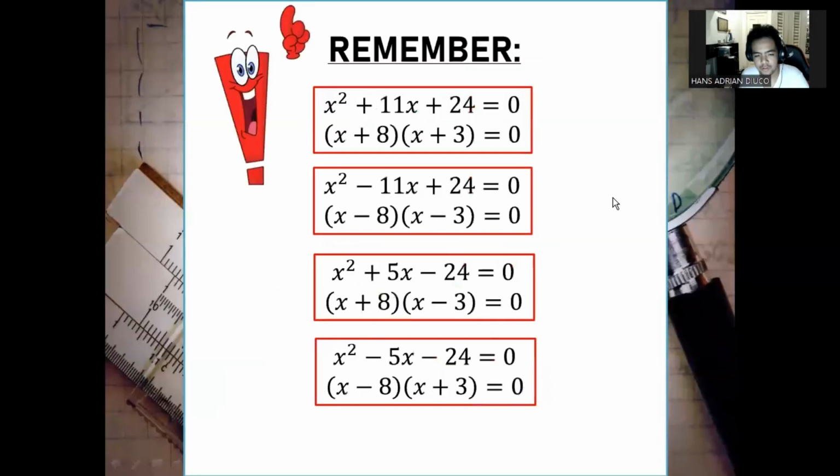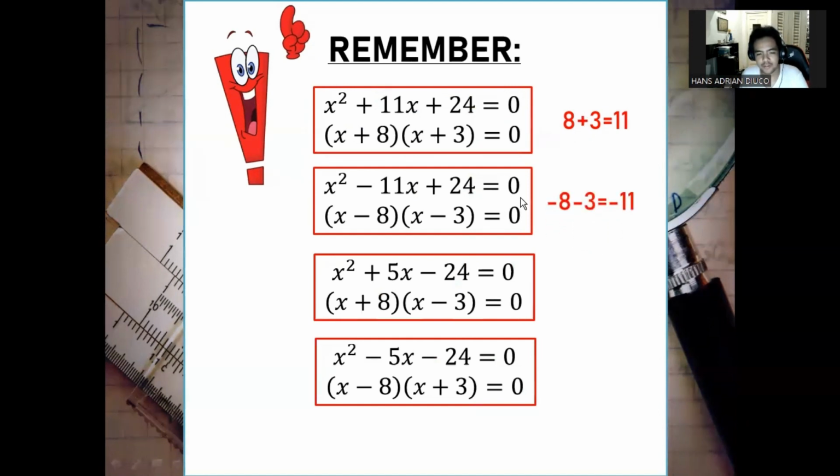Okay, so next we have to remember these types. What I mean by types, look at the signs. In the first box, they're both positive. A plus 8, x plus 3. Finding the sums. So 8 plus 3 equals 11. That's what we're finding out, where the factors of A and C, when you add up the products of their factors, becomes B.